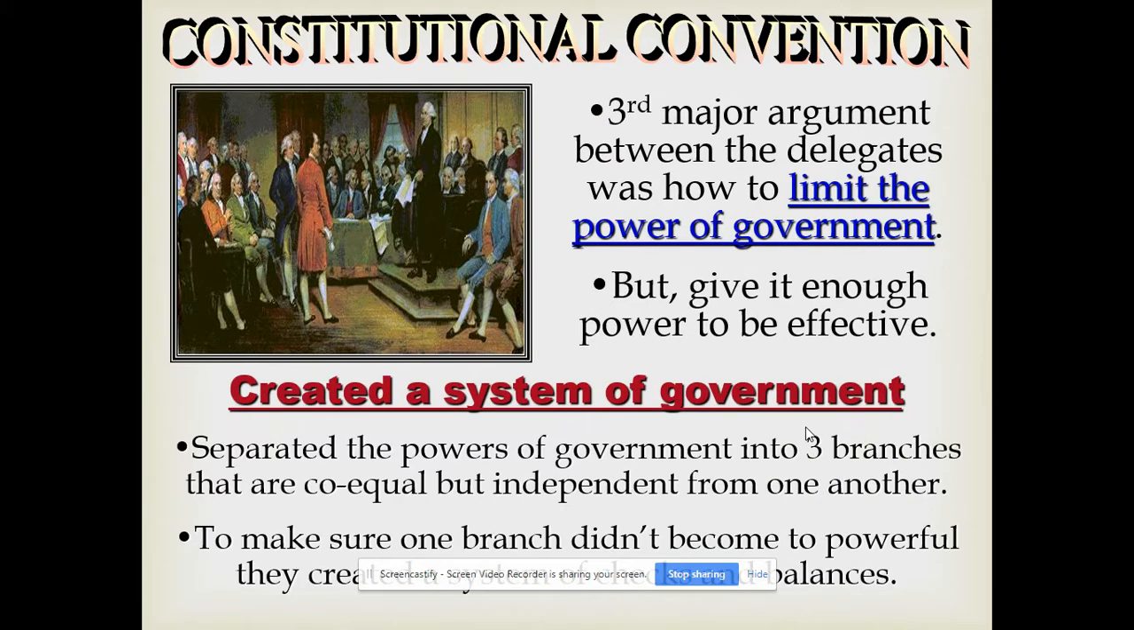Okay. So also, how do we limit the power of the government? But we need to give it enough power for it to be effective. So what they did is they basically broke the government up into 3 branches. All right, so what's the role of the executive, and what's the role of the legislative, and what's the role of the judicial branch? Okay, so the executive branch is designed to enforce the laws of the land.